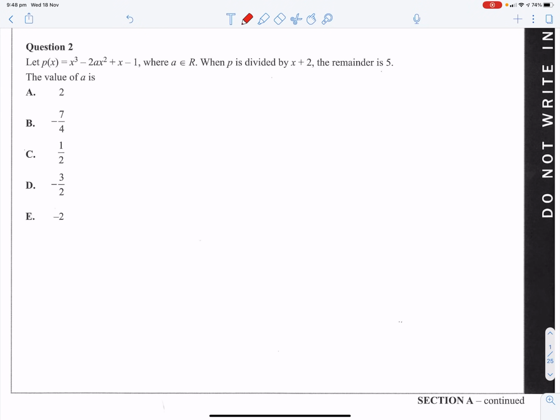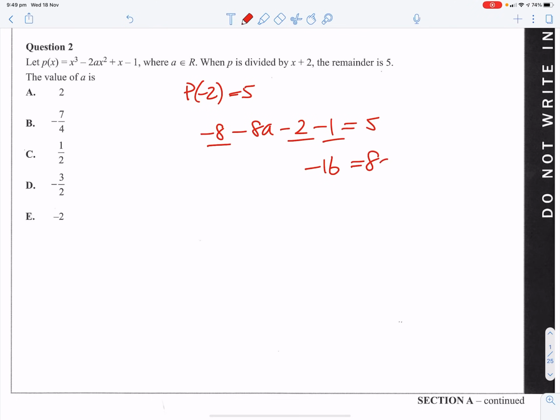Okay, a polynomial, a is a real number, p is divided by x plus 2. The remainder is 5. So we know p of negative 2 is equal to 5. Negative 8, minus 8a, minus 2, minus 1 is equal to 5. Negative 8, negative 10, negative 5, negative 16 is equal to 8a. A is equal to negative 2.